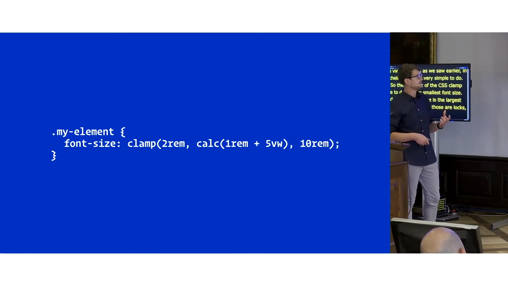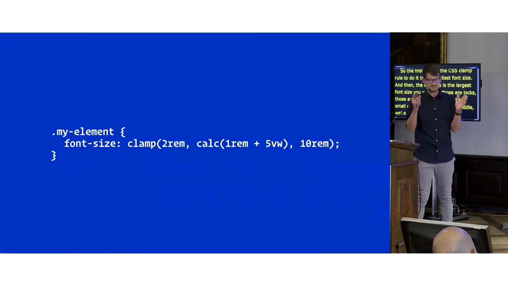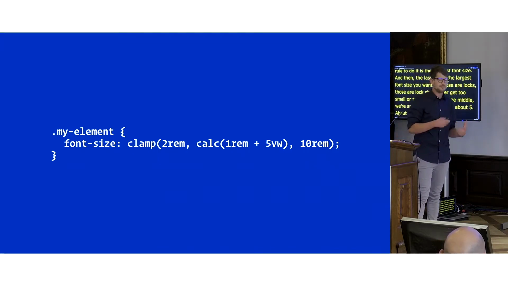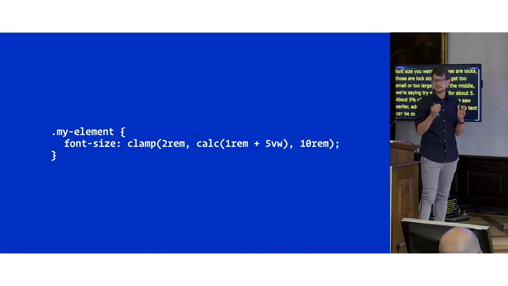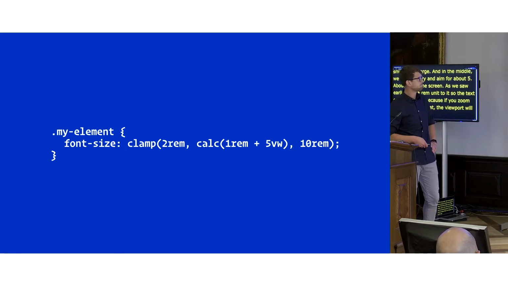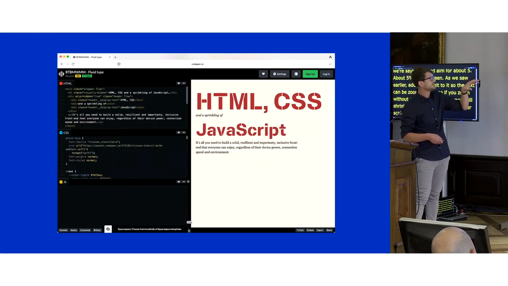And then in the middle, we're saying, try and aim for about 5 viewport widths, so like 5% of the screen. But then, as we saw earlier, add a rem unit to it so the text can still be zoomed, because if you zoom without adding that, obviously the viewport will shrink as you zoom, so therefore the type will never scale. So it's an accessibility failure. And that's it. But we can improve that, because you can see there's a ratio in place, right?